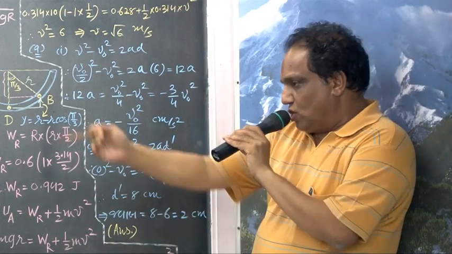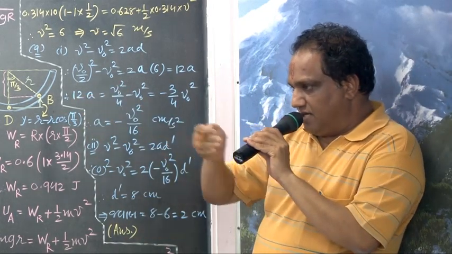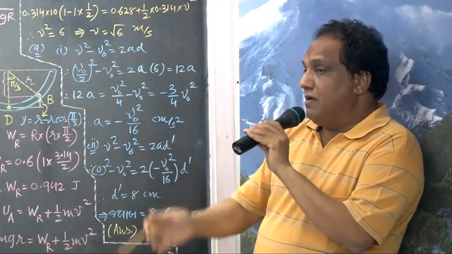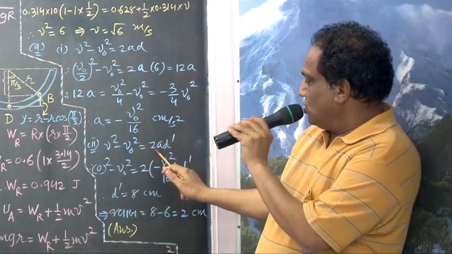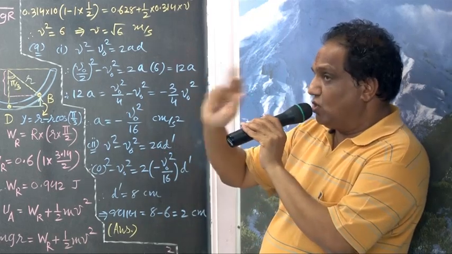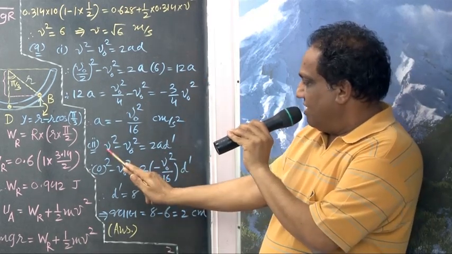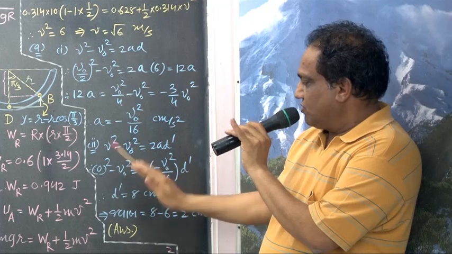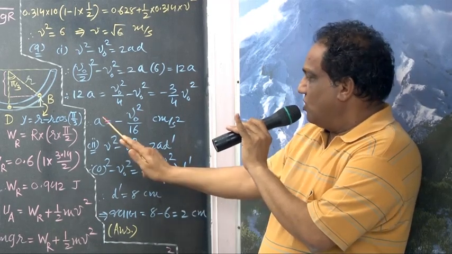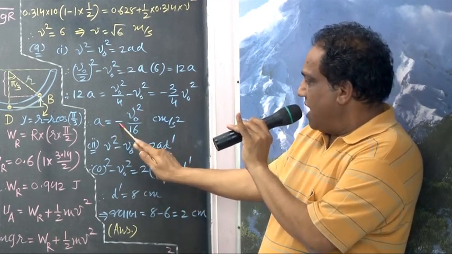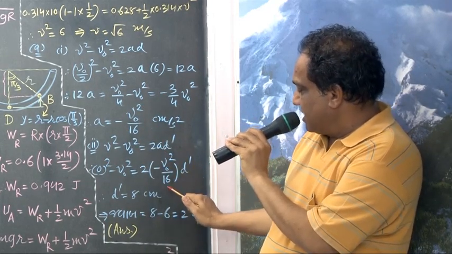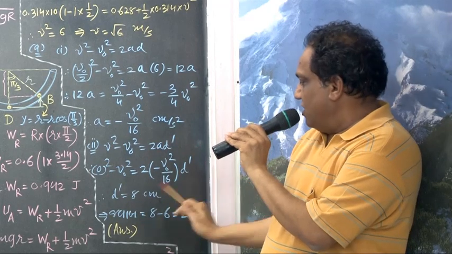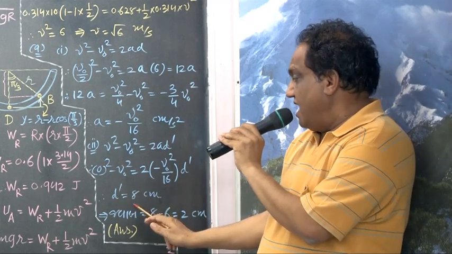Now I want to find out the total distance that can be traveled by the bullet inside the block till it comes to rest. V square minus v0 square equals 2a d dash. I want to find the total distance d dash. Final velocity is 0, initial velocity v0 square as it is, 2 as it is. Deceleration we found out is minus v0 square upon 16. So this is minus v0 square upon 16 into d dash. Find out d dash from here. It comes out to be 8 centimeter.